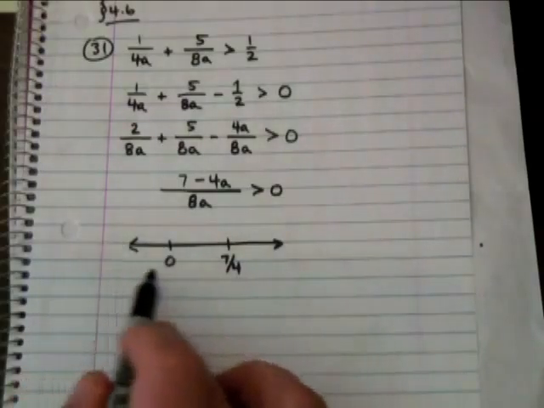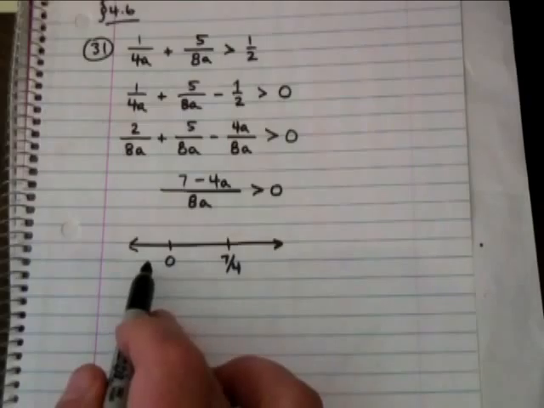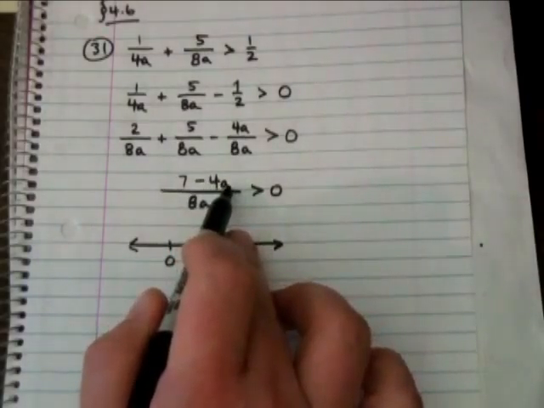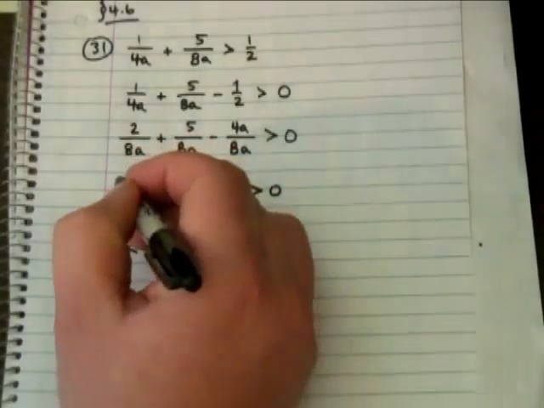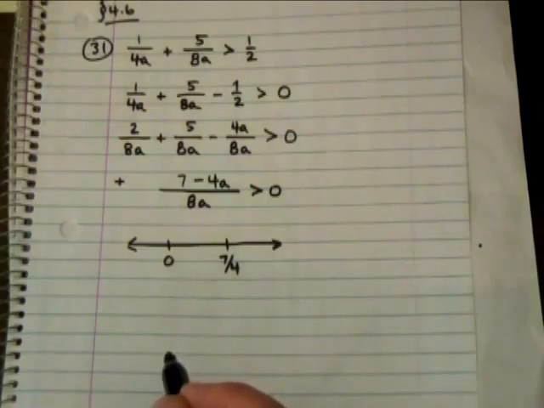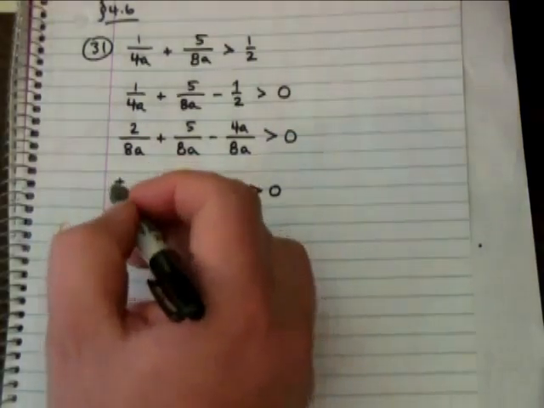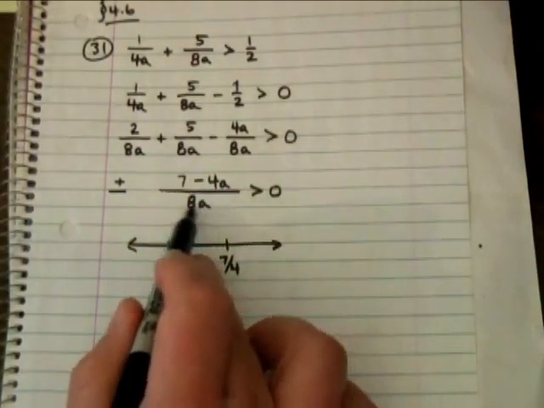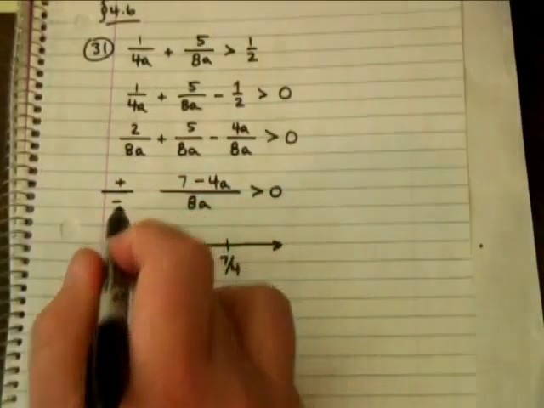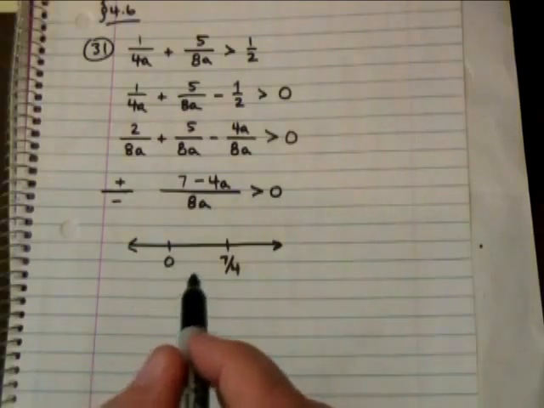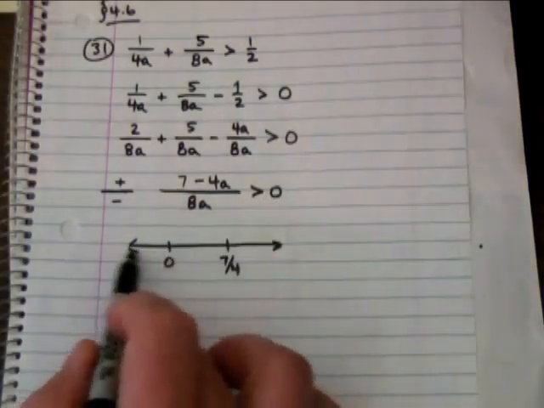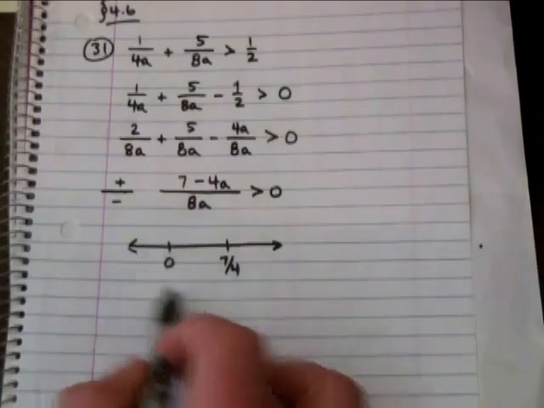So choose any number that you want to the left of 0. For example, you could use -1. Well, -4 times -1 is positive 4. 7 plus 4 is a positive number. Remember, we don't really care what the value is. We just need to see if it's positive or negative. And then -1 times 8 is clearly a negative number. So a positive divided by a negative is negative, but what we want are numbers that are greater than 0. So we should not shade this region.